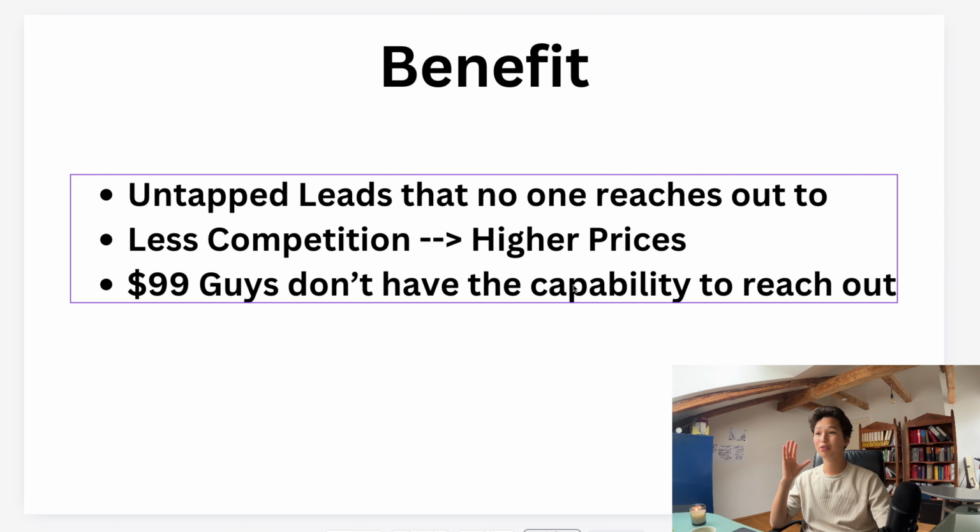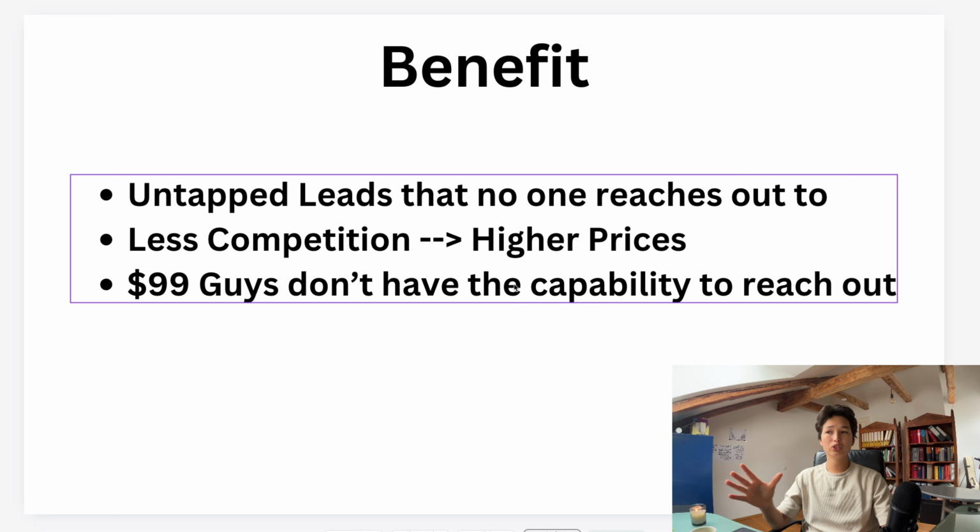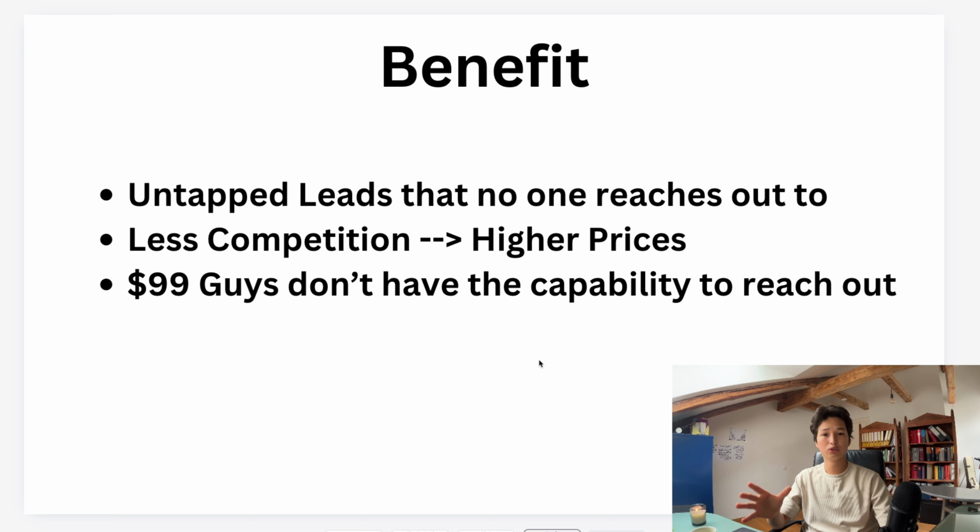As I said, you will find untapped leads that no one reaches out to. Less competition means higher prices, and the $99 guys don't have the capability to reach out and compete, right? Which means there's no race to the bottom, unlike if you use leads from AngelList, for example, the lowest price always wins, right? But when reaching out to these people, you basically are the lowest price because you are the only one reaching out to these people, meaning more money, more profit, and yeah, a better business, I would say.